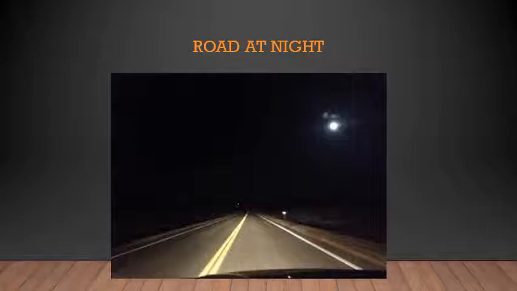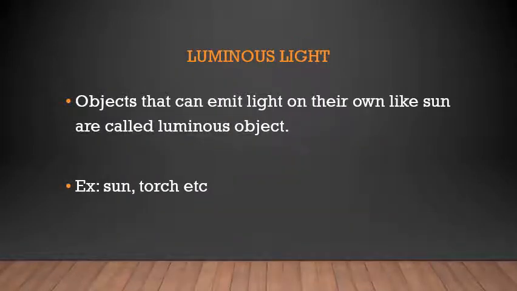The torch bulb is an object that gives out light of its own. The sun is another familiar object that gives its own light. During the day, its light allows us to see objects. Objects like the sun that give out and emit light of their own are called luminous objects. Luminous objects means objects that can emit light on their own, like the sun. Examples: sun and torch.